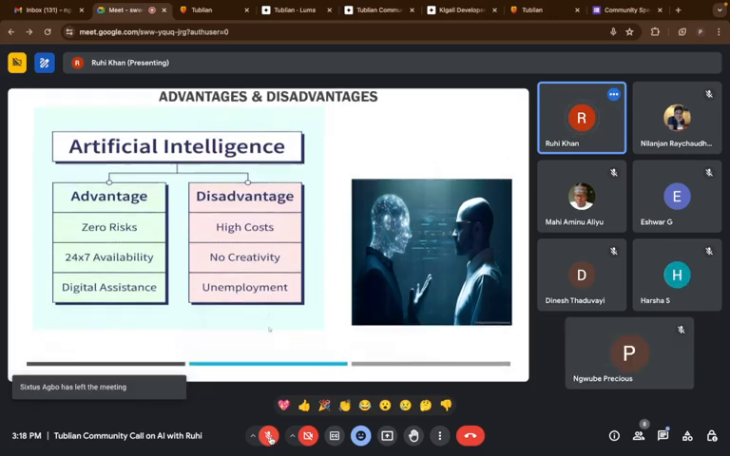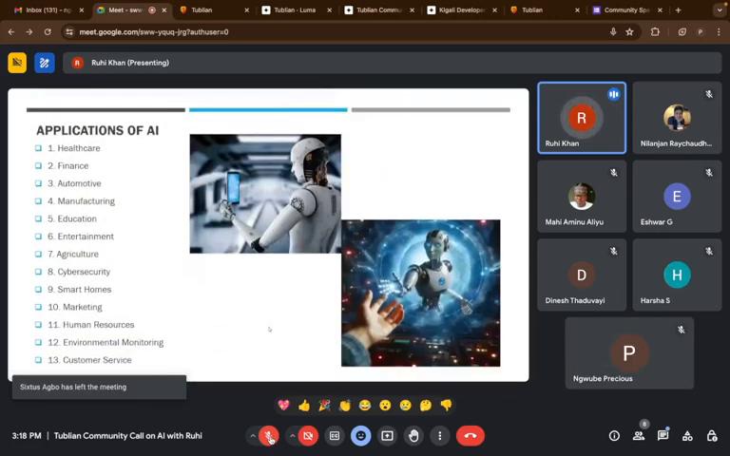So the applications of AI are in every field like healthcare, finance, automotive, manufacturing, education, and so on. So AI is in every field.